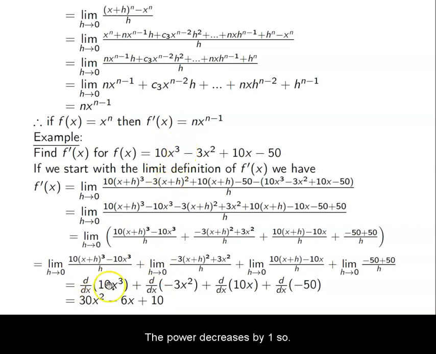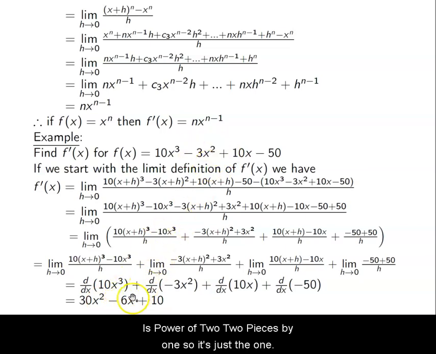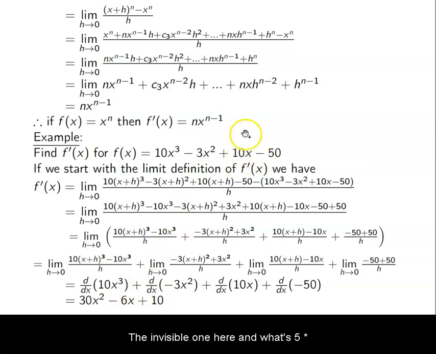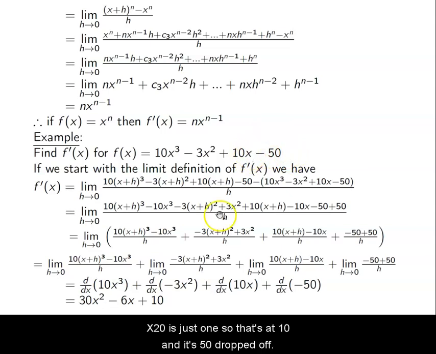The power decreases by 1, so it's 2. 2 times negative 3 is negative 6. This power of 2 decreases by 1, so it's just a 1. The invisible 1 here multiplies times 10, so it turns into 10. And the 1 drops down to a 0. X to the 0 is just 1, so that's a 10. And this 50 drops off.